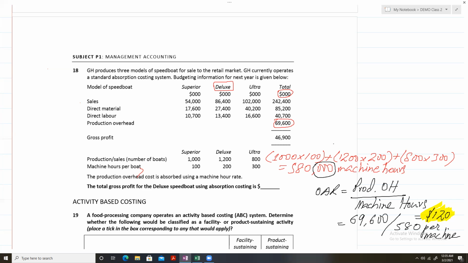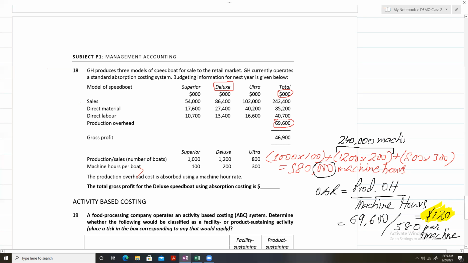Yes, come on, tell me. 1200 multiplied by 200. Yes, 240,000 hours. Good answer. Here you can see 1200 multiplied by 200. The answer is 240,000 machine hours.